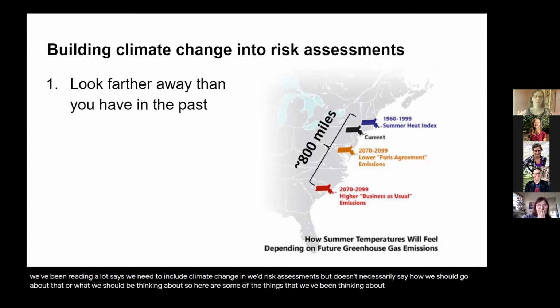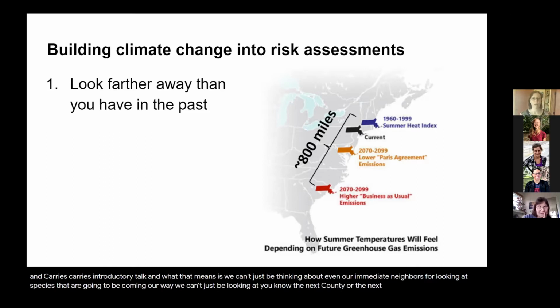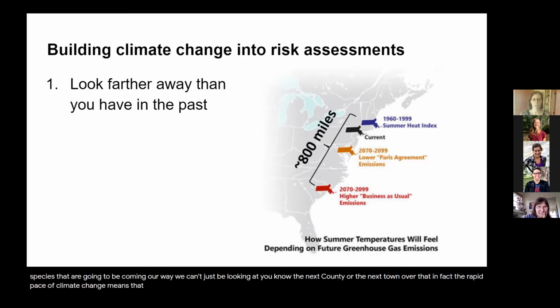First, climate change is happening really fast. You saw this slide in Carrie's introductory talk. What that means is we can't just be thinking about even our immediate neighbors for looking at species that are going to be coming our way. We can't just be looking at the next county or the next town over. In fact, the rapid pace of climate change means we're going to need to think about species that are quite a bit further away than what we typically think about today.